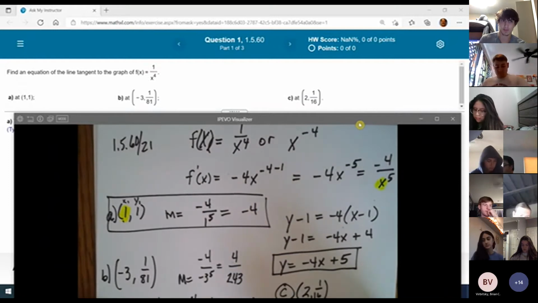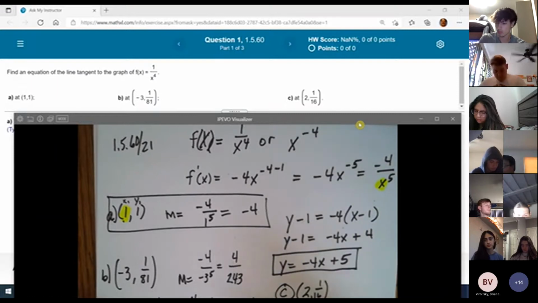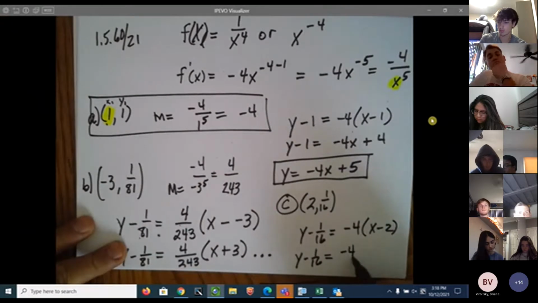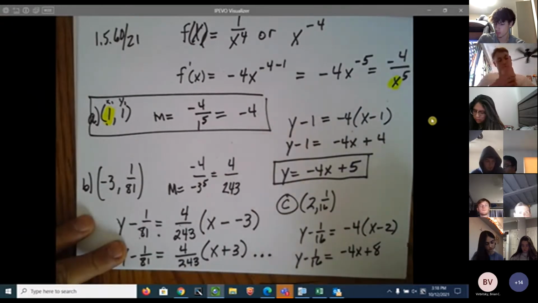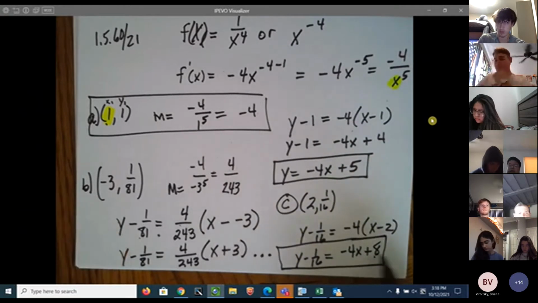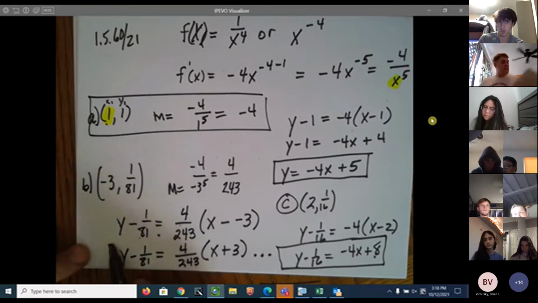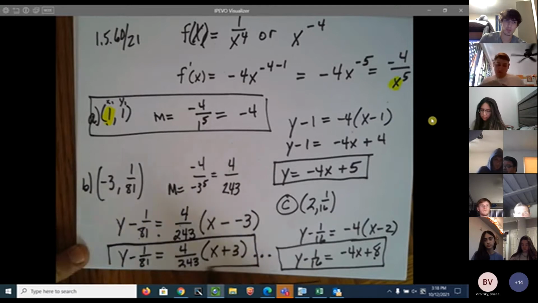So y minus 1/16 is equal to -4 times x minus 2. Y minus 1/16 is equal to -4x plus 8. And then bring that 1/16 over and add it to that 1/8. So there's your 3 equations. They're not finished, but they're close.